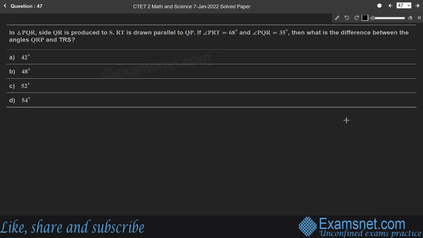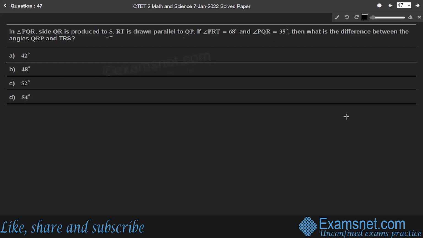Question 47. In triangle PQR, side QR is produced to S. RT is drawn parallel to QP. If angle PRT is 68 degrees and angle PQR is 35 degrees, then what is the difference between angles QRP and TRS? Draw a triangle PQR.